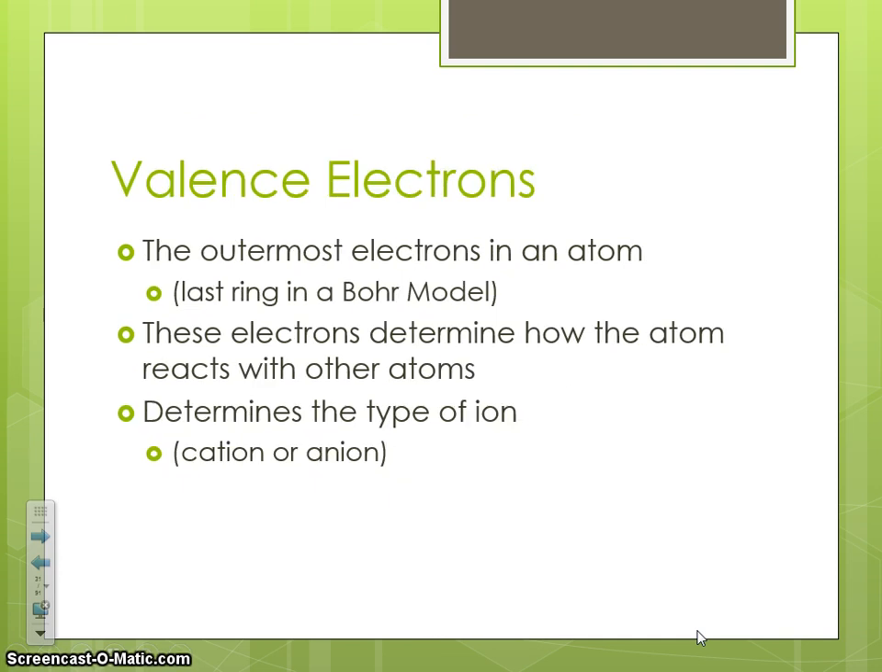Now, valence electrons is the term that is given to the electrons that are furthest from the nucleus. If we are drawing a Bohr model, they are the ones in the final ring. Those electrons are going to determine how the atom reacts with other atoms. Think about atoms bouncing into each other; the outermost electrons are the ones that are actually going to have the opportunity to interact. All the ones in the middle are kind of blocked out by those outer electrons. How many they have will determine whether I make a positive or a negative ion.